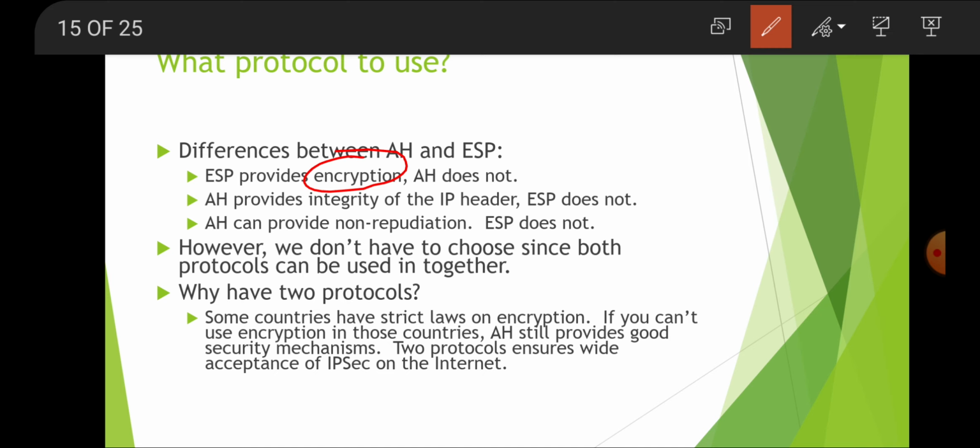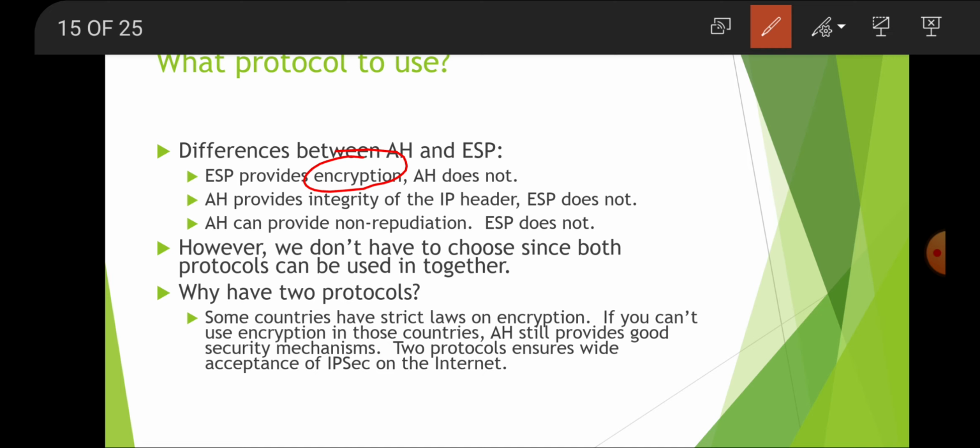Why have two protocols? There will be a question in your mind: why are you using these two protocols, if you are using them combined, why not make them one protocol? Why go for two protocols? Some countries have strict laws on encryption. If you can't use encryption in those countries, AH still provides a good security mechanism. So the two protocols ensure wide acceptance of IP security on the internet.